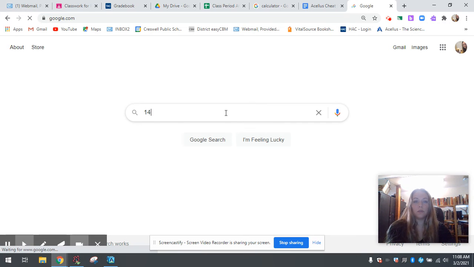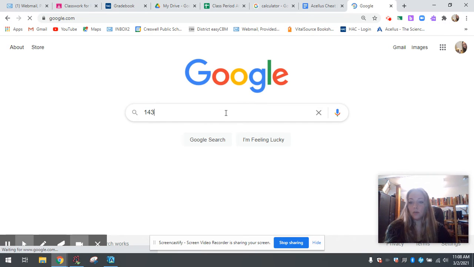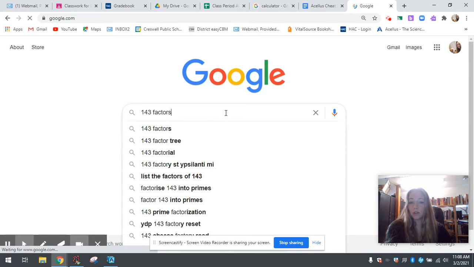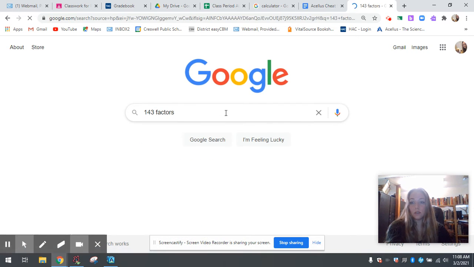So to see what 143 is divisible by, after knowing it's not prime, I'm going to search 143 factors to see what it is divisible by.